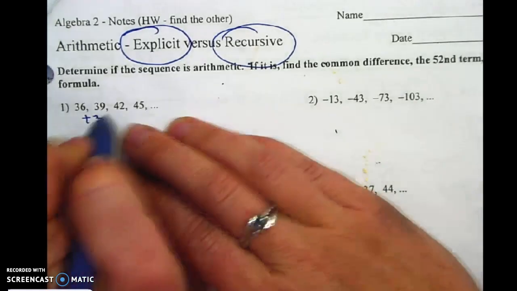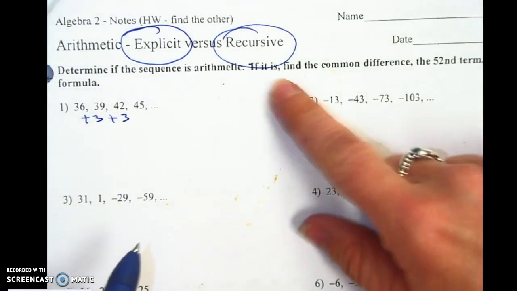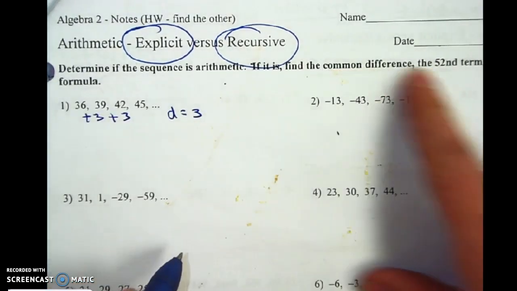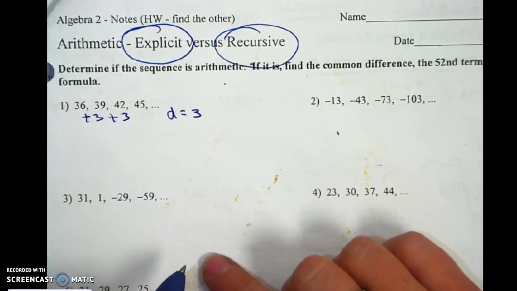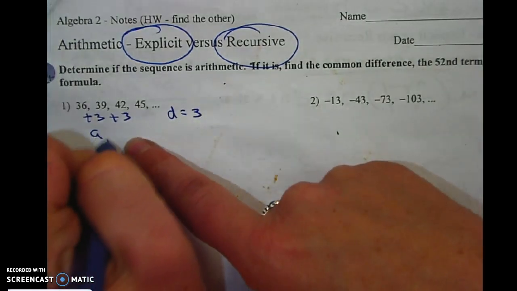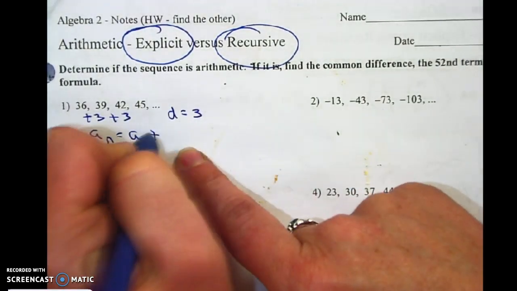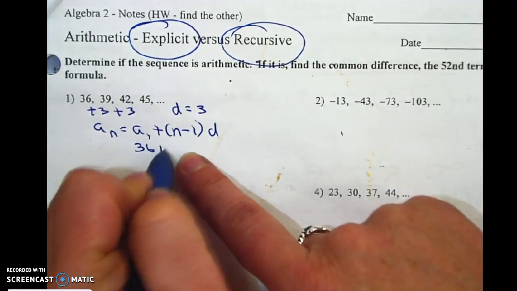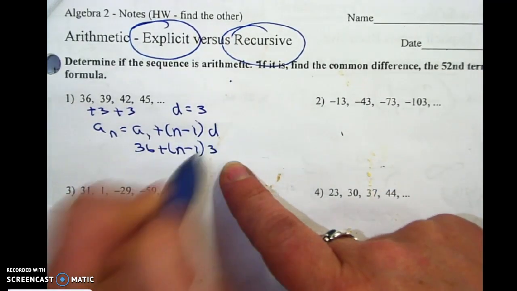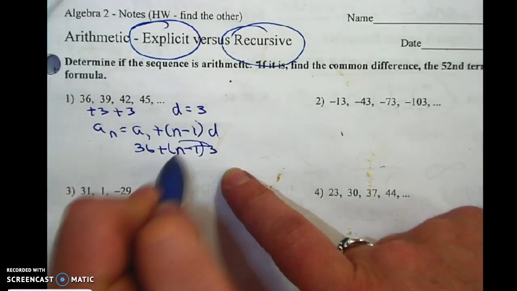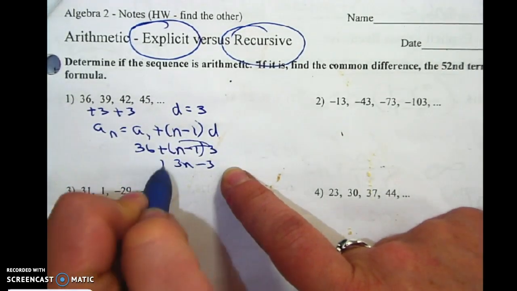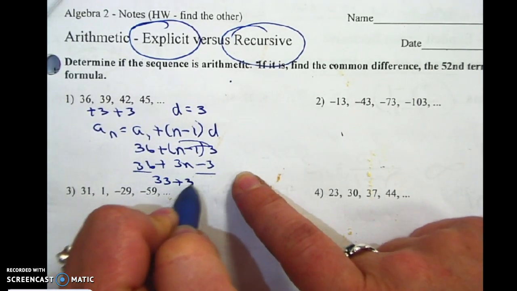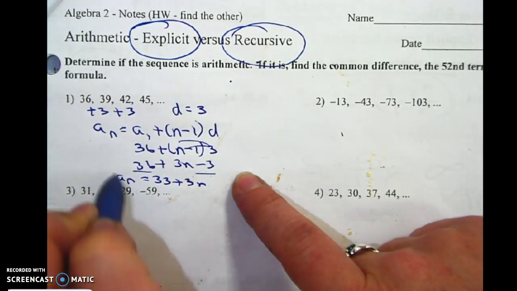It is. Plus 3, plus 3. Then they want you to find the common difference. That's what I did. And find the 52nd term and the explicit formula. Okay? So the formula is a sub n equals a1 plus n minus 1 times d. So the first term is 36, plus n minus 1 times 3. Distribute, distribute. Put those together: 33 plus 3n equals a sub n.